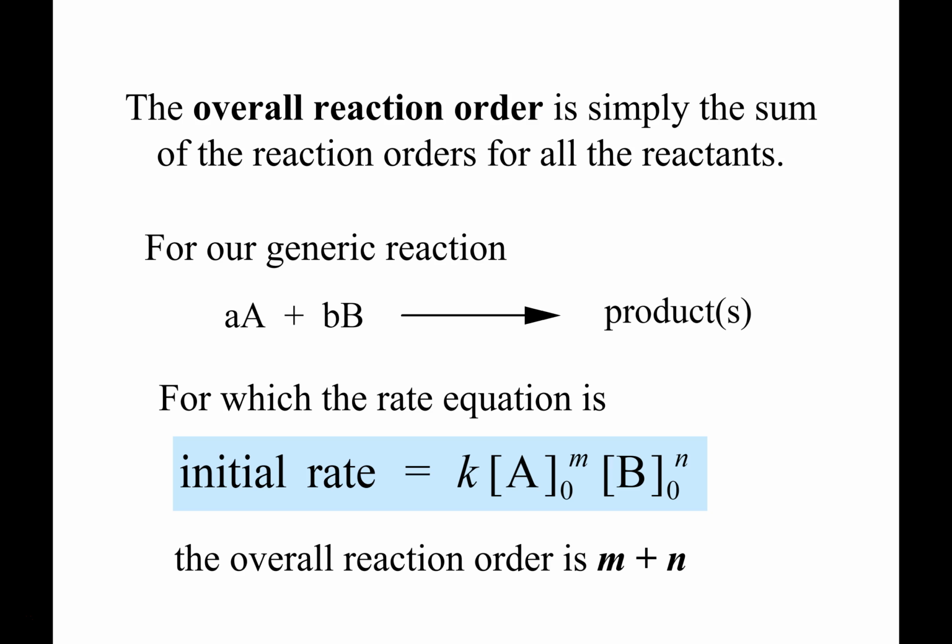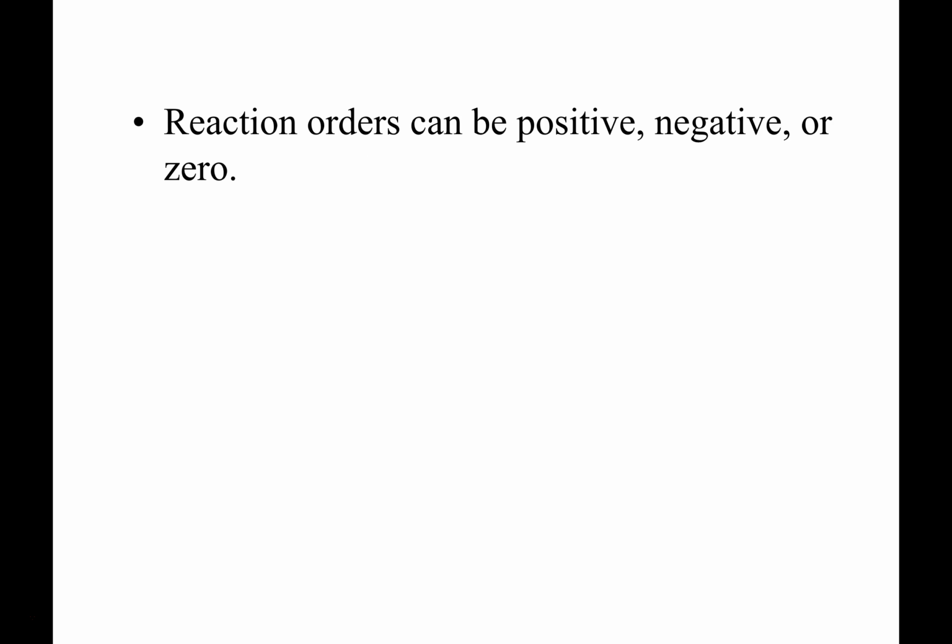Now, one thing to talk about, because it is a player, is the overall reaction order. I talked about a reaction order for A, which is M, and a reaction order for B, which is N. So for the overall reaction order, you just add M plus N. In this case, with 2 reactants, you just add them together.